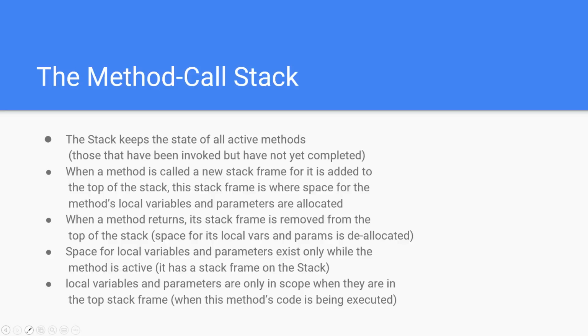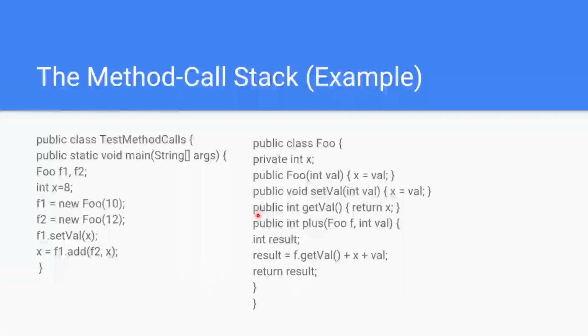Space for local variables and parameters only exists while the method is active. As soon as that method becomes inactive, the memory for local variables and parameters is released. Local variables and parameters are only in scope when they are at the top of the stack. As soon as something else comes to the top of the stack, that memory is released for the local parameters and local variables. So let's take a look at an example.